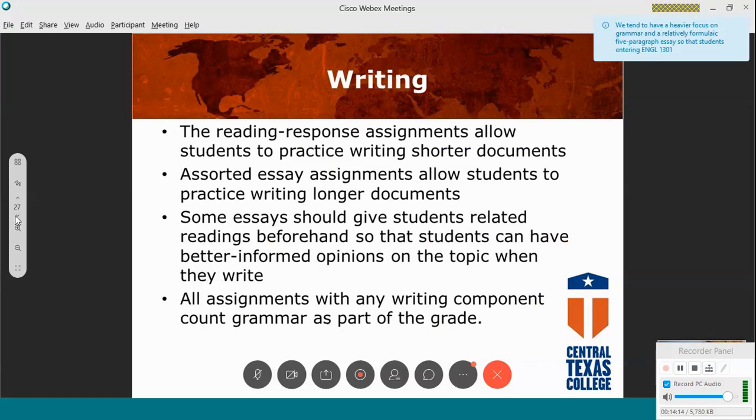For writing, we do a lot of writing. We can do a lot of writing because practice is still the best way to learn. Reading response assignments are, of course, writing, because of the basic reading. And additional assignments would be essays. We'll focus on the persuasive style essay.